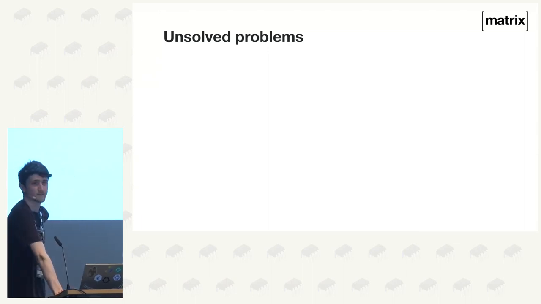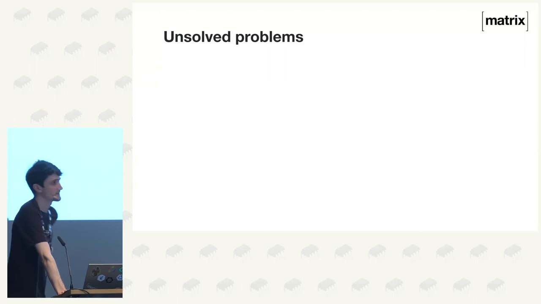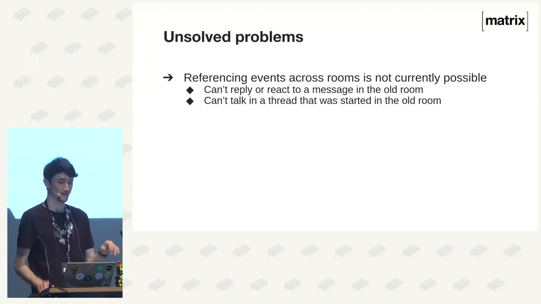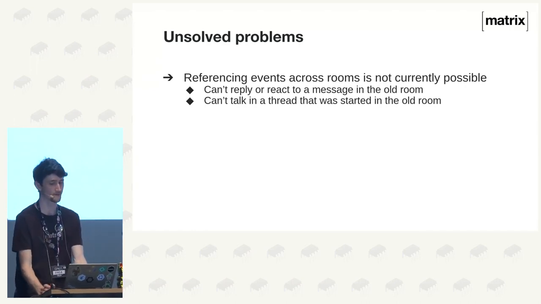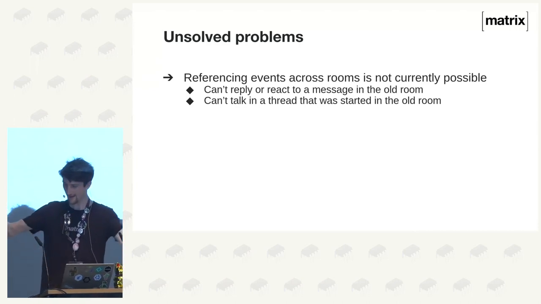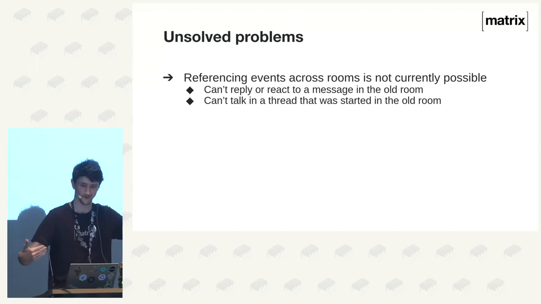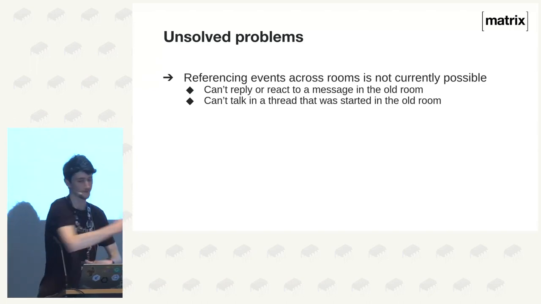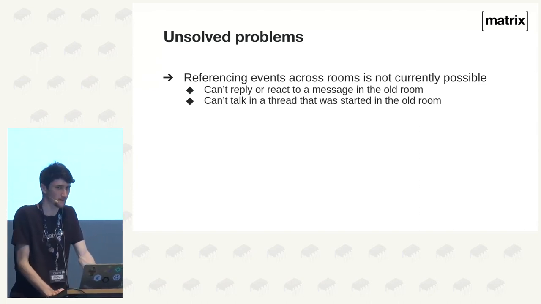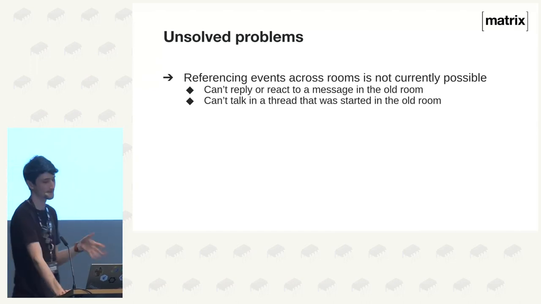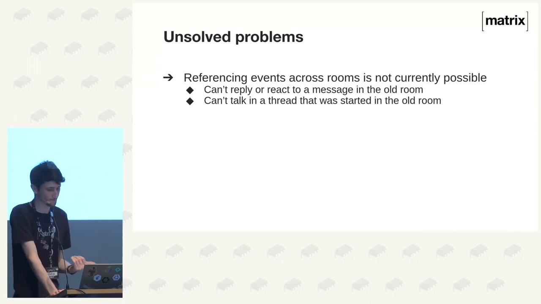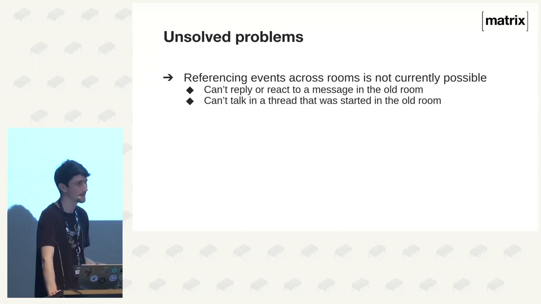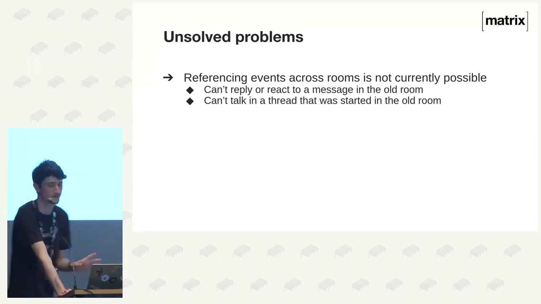Right. Well, that's a lot of information. What exactly are the disadvantages to this whole thing, or the problems we haven't solved yet? If you have an event in the old room that you want to reply to in the new room or react to, you can't do that because references don't go across rooms. Same with threads. If you have a thread in the old room and you're now in this new room, you cannot reply to it because you can't talk in the old room anymore in most circumstances. So that's kind of a trade-off of having this hard cut between generations. We're still looking for ways to solve this one. You could solve this with nice UX in the client to say, hey, yeah, we know, sorry, but no, you can't continue this thread.